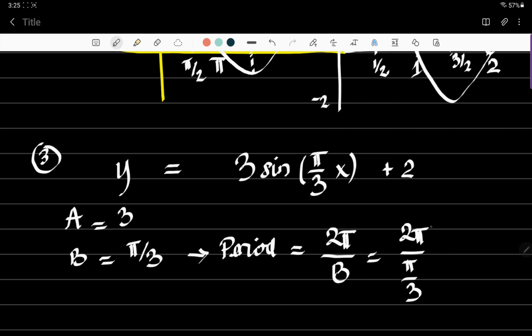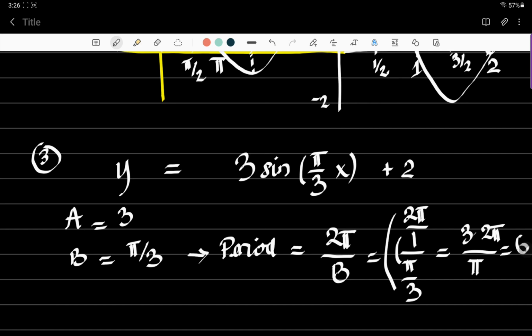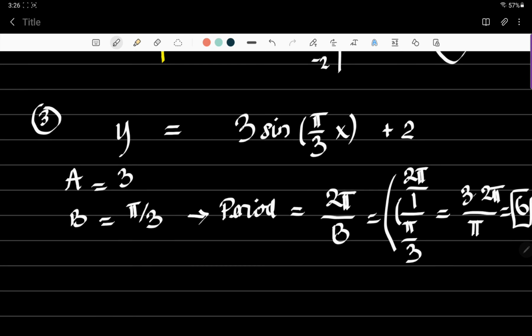Okay, and then we do the 4 item thing. 2 pi becomes pi over 1. So we do this and we do that. So this becomes 3 times 2 pi over pi, which is 6. How about D? We go up 2, right? Alright, now we have everything we need to draw here.